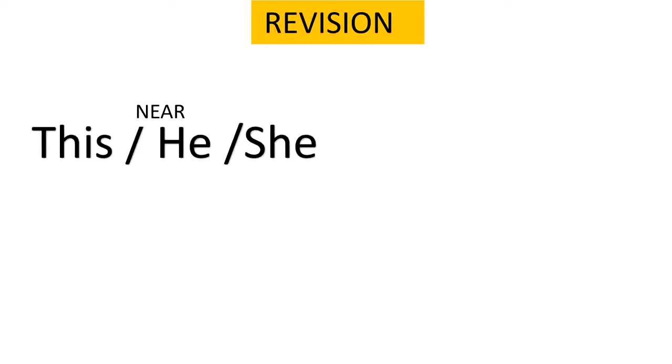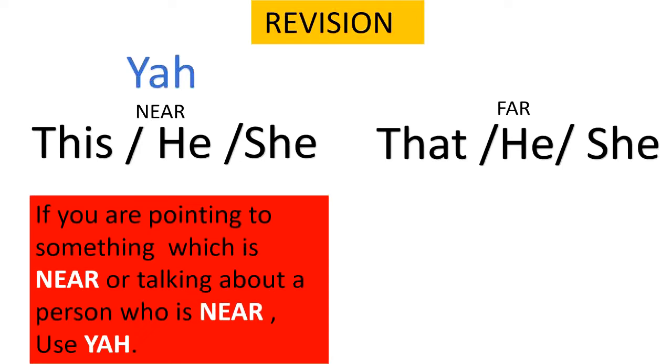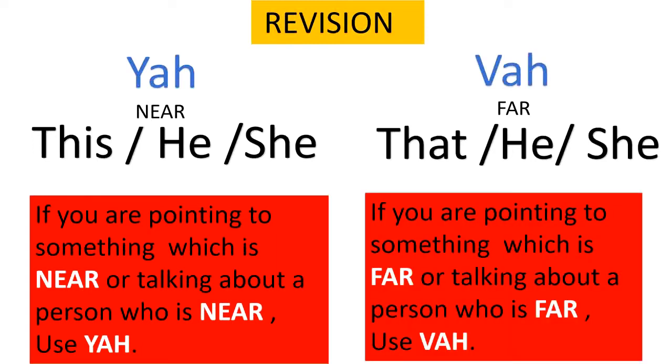Let us revise what we have learnt. When the person or object is near, this or he or she are all yah in Hindi. When the person or object is far, that or he or she are vah in Hindi. Just remember, near it is yah, far it is vah.